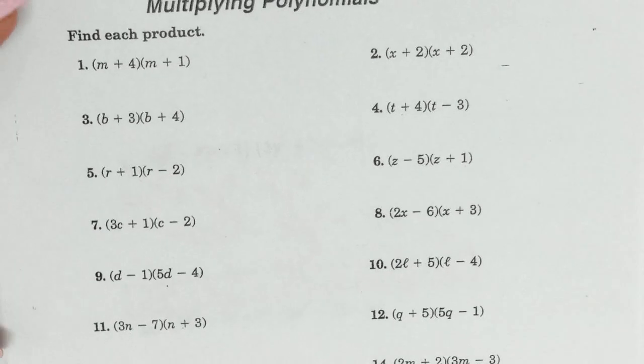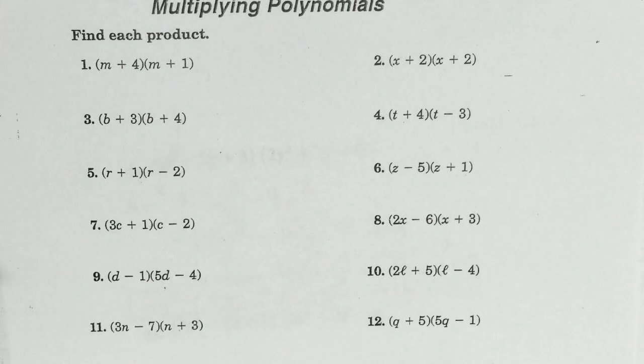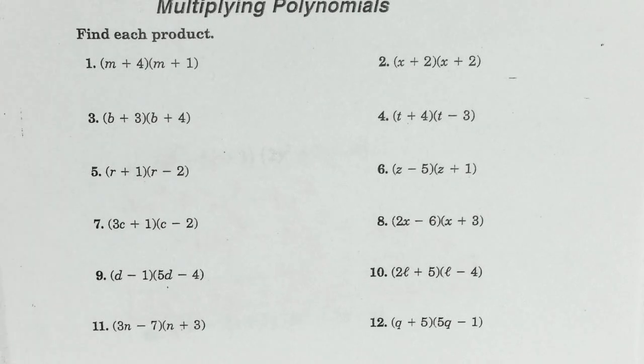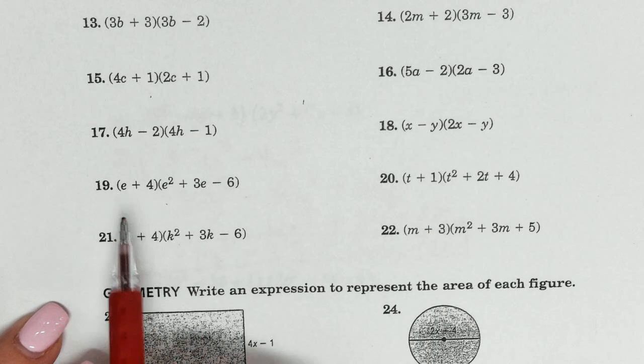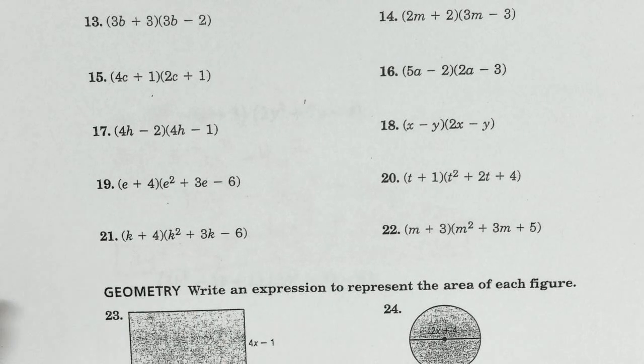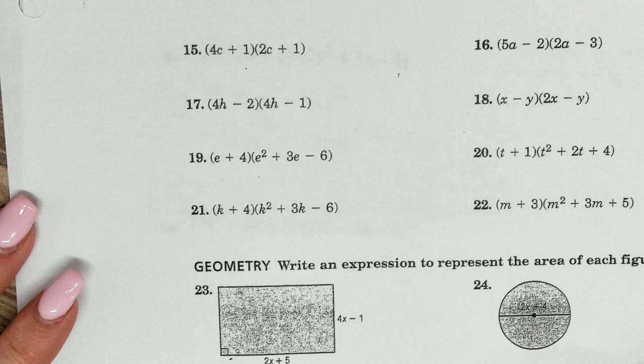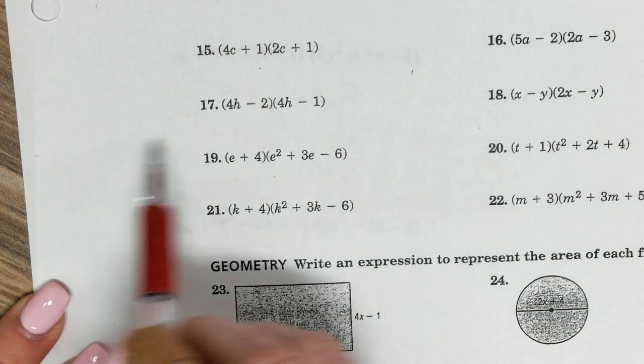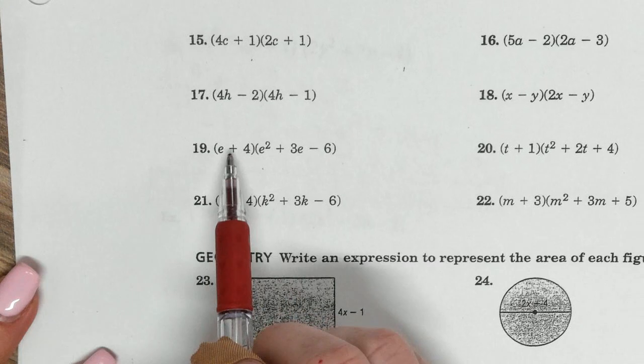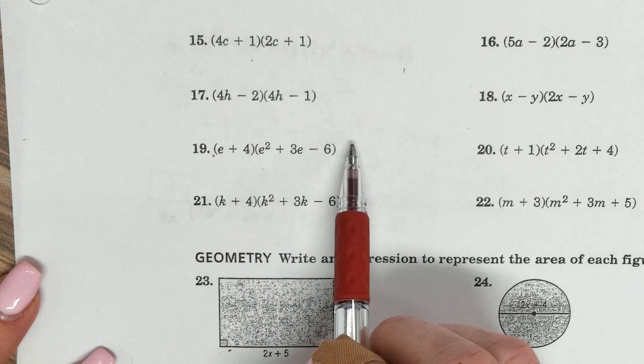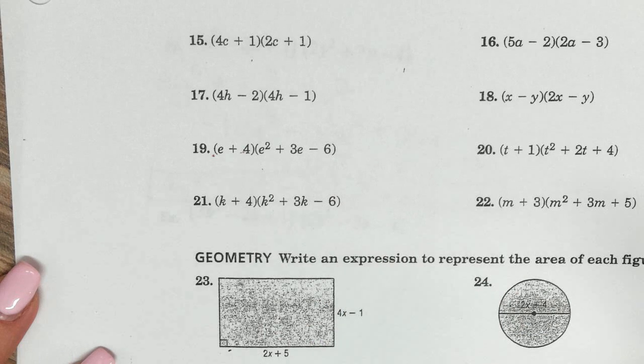All right, on your assignment, you will be doing the whole page. There's only 24 questions. If it's a binomial times a binomial, you may use FOIL, which is everything until you get to number 19. And once you get to 19, it's a binomial times a trinomial. So if you need extra space, you can use a separate sheet of paper, or you can come stack it over here. Remember, it's the first term times all three, and then the second term times all three.